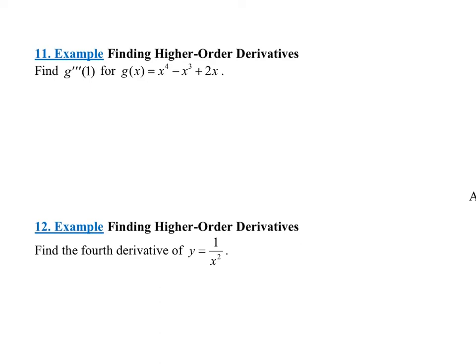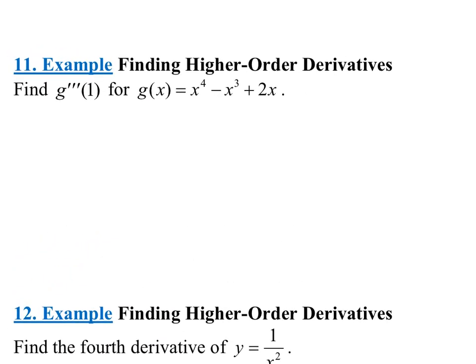So let's look at example 11 here. It says find g triple prime, the third derivative, evaluated at 1 for g of x equals x to the fourth minus x cubed plus 2x. Let's give this a go. Let's go ahead and find the first derivative of the function.